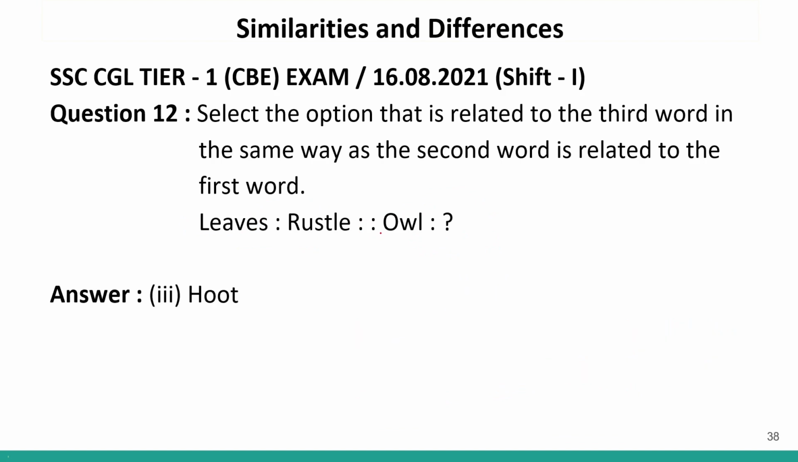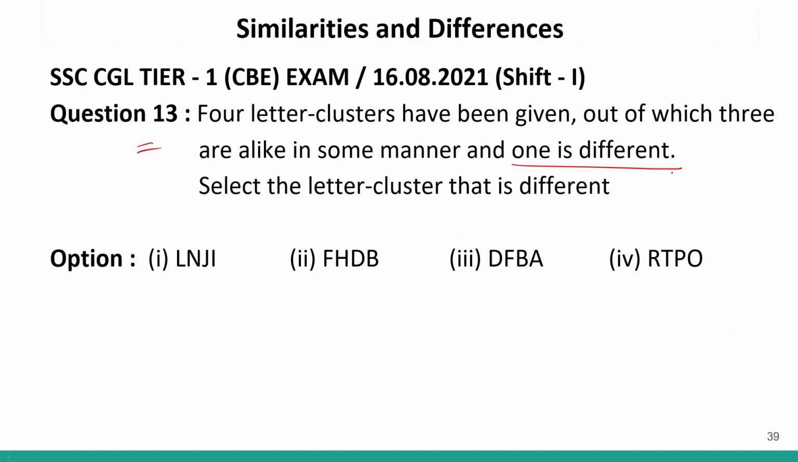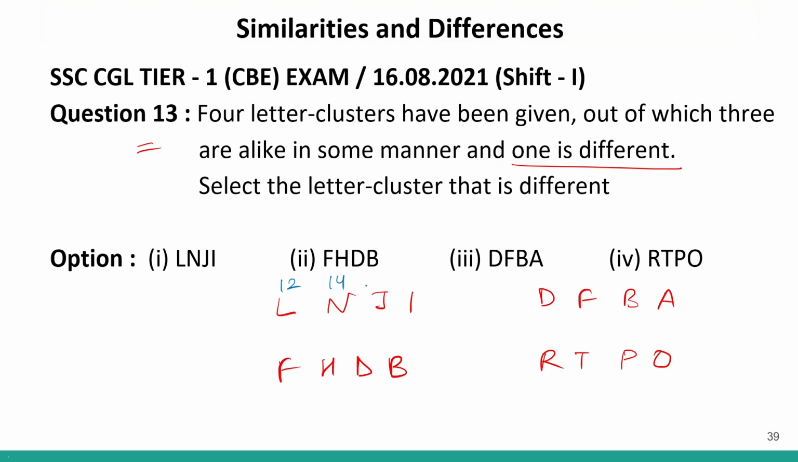Okay. Now, question number 3, we have to identify which one is different. So again, what we will do is we will treat them as different series. So first series is LNJI, then we have FHDB, then DFBA, and then RTPO. So let us quickly give them forward ranks. L is 12, N is 14, J is 10 and I is 9. Over here 6, 8, 4, 2. Then 4, 6, 2, 1 and R is 18, 20, 16 and O is 15.